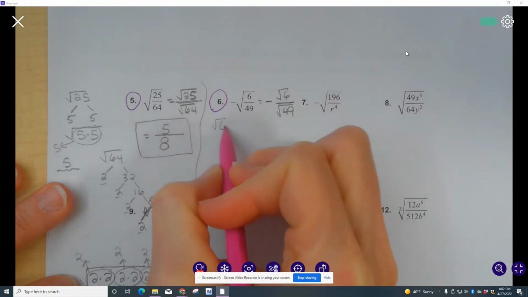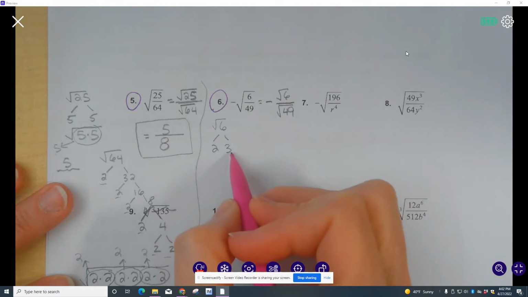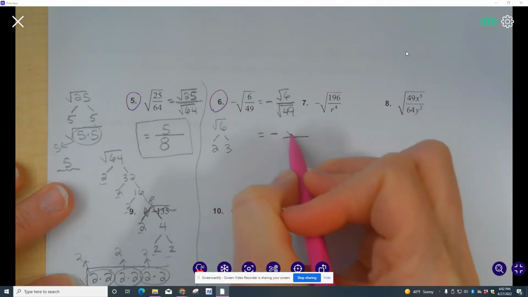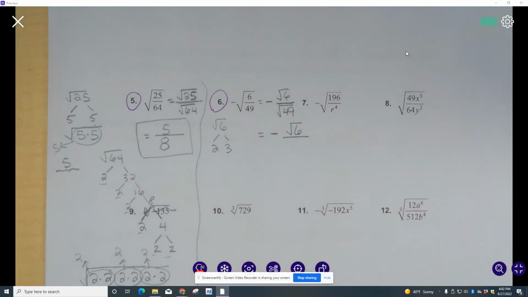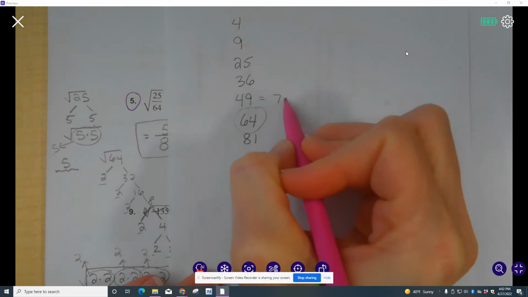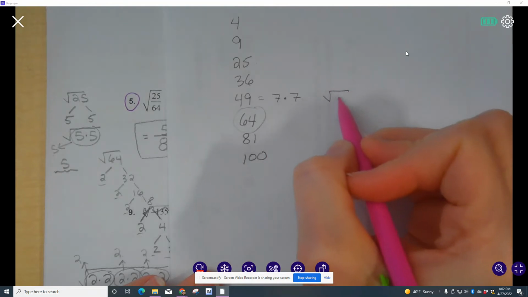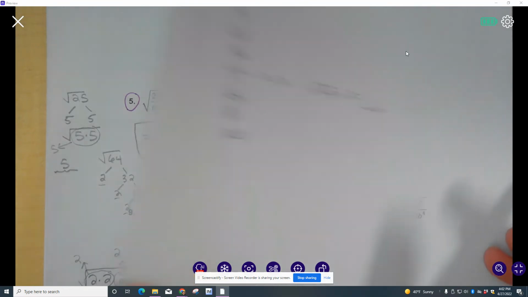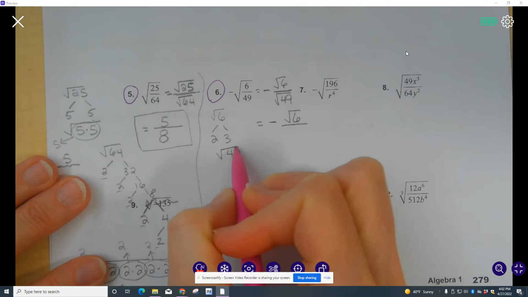So square root of 6, well, 6 is just 2 times 3. That's the bottom of my tree, and I have no doubles. So I know that the top of my fraction is going to stay the square root of 6. Now let's do 49. I hope that some of you, an alarm is going off in your head, and you're saying, hey, 49 is 7 times 7. That is a perfect square. So the square root of 49 equals 7. Winner, winner, chicken dinner.